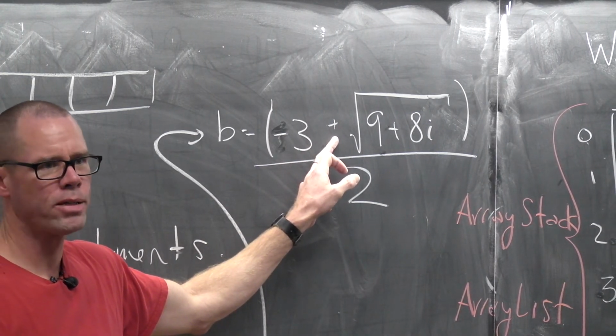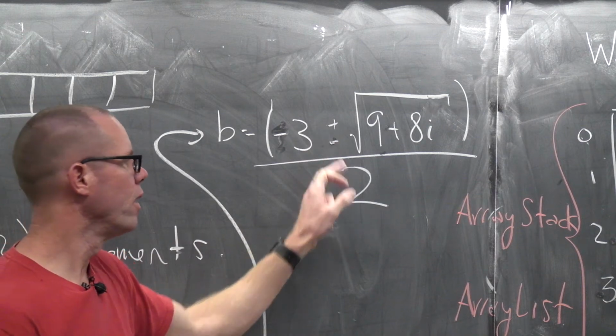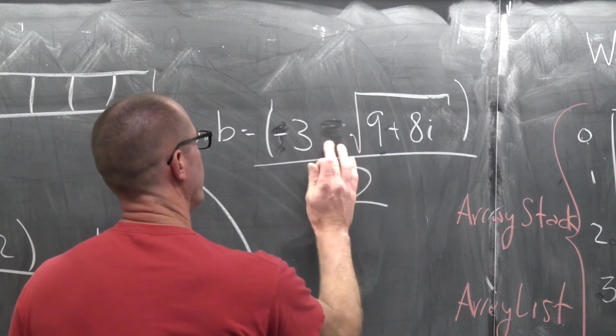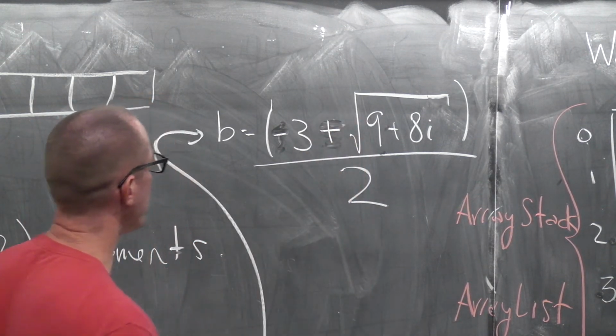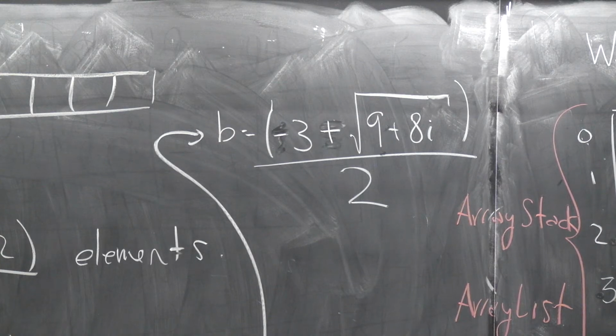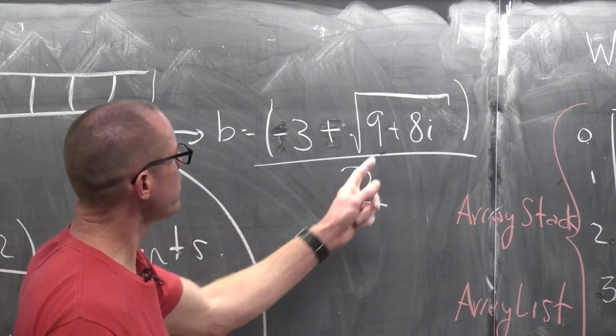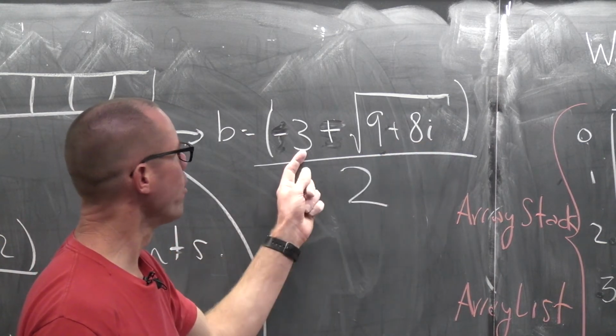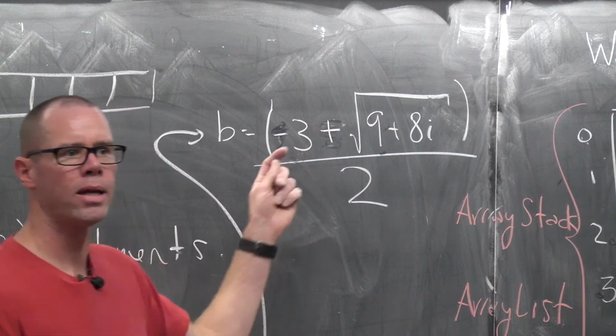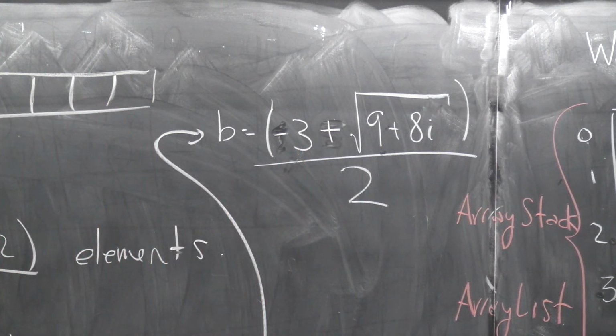We're looking for an index. We don't want something negative. So the only solution we care about is the plus version. And that'll give us a positive number. How do we know that it's positive? Because this number here is at least 9, so its square root is at least 3. That takes care of the minus 3 there. So that's the solution we get.